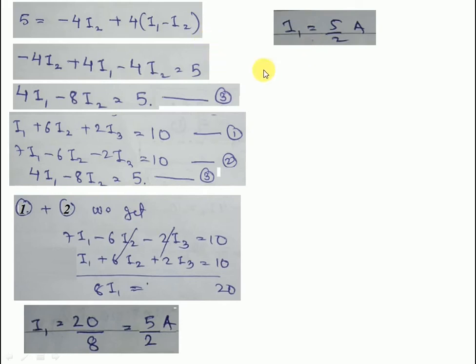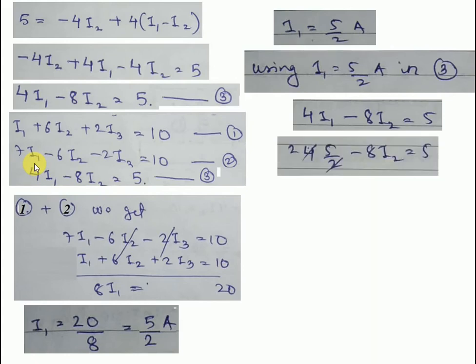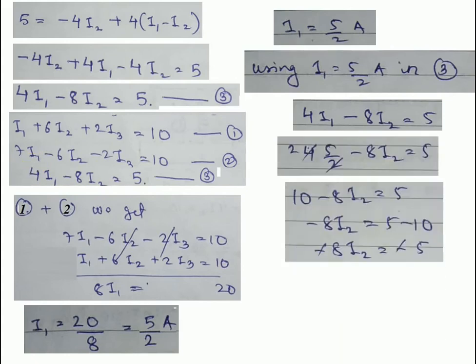Now I can use this value of i1 in either of the equations, so using i1 is equal to 5 by 2 ampere in equation number 3. In this equation I don't have i3, so I can solve this. Putting the value of i1, you will get i2 to be 5 by 8 ampere. So this is i2. Now you got i1, you got i2.